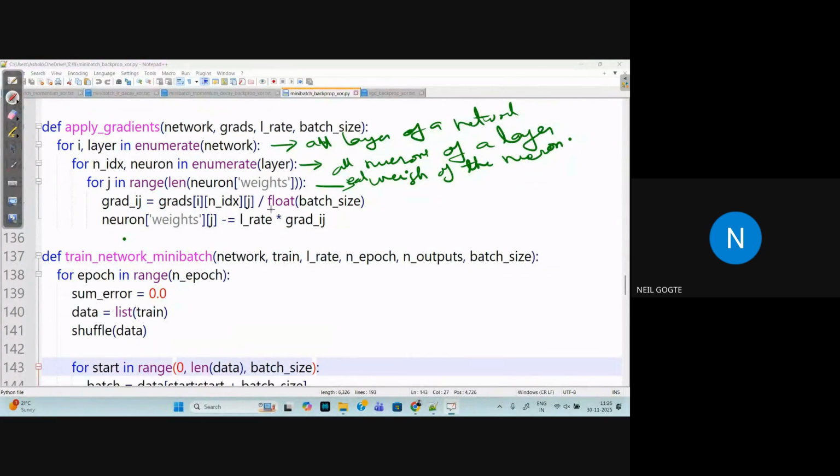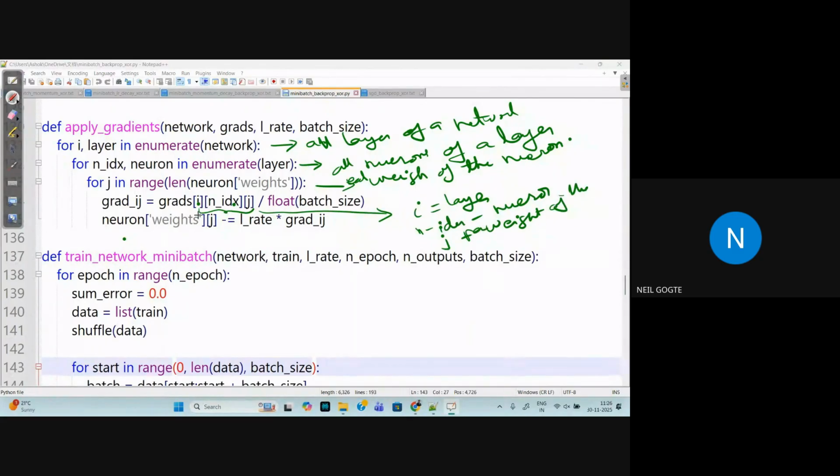We have already computed the gradient. What we are doing for each weight is we are taking all the accumulated gradients. See, this will be the layer, this will be the neuron, this will be the weight. You see the three indexes here. I told you gradient is a list of lists. I is the layer. N index is the neuron index, and J is that particular weight of that neuron.